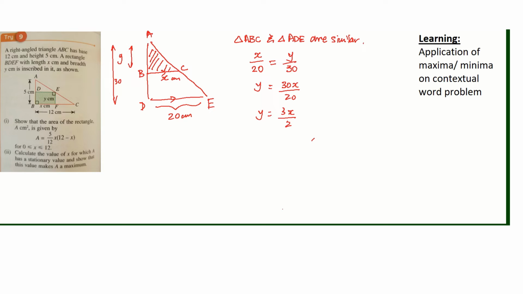Okay, so I suppose you should have come up with this equation over here, that is x over 20 is equal to y over 30, because when I compare the base of the small triangle to the base of the larger triangle, it is equal to the height of the smaller triangle over the height of the larger triangle. And from there, of course, I do a cross multiplication. I've successfully expressed y in terms of x. Okay, so let's bear in mind this important knowledge and carry it with us as we attempt Try 9 now.